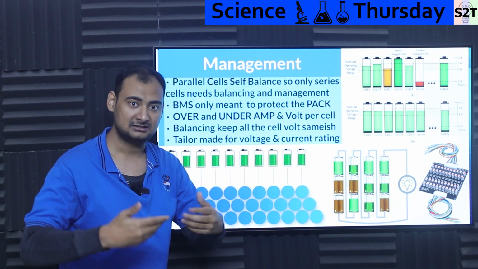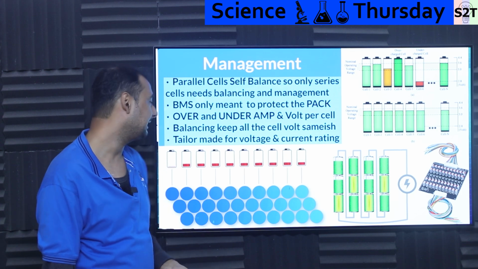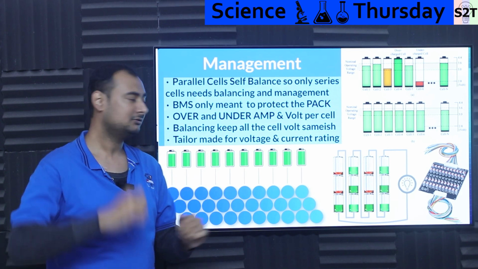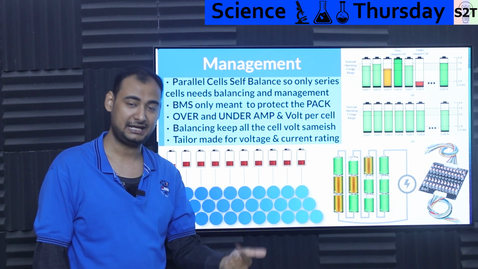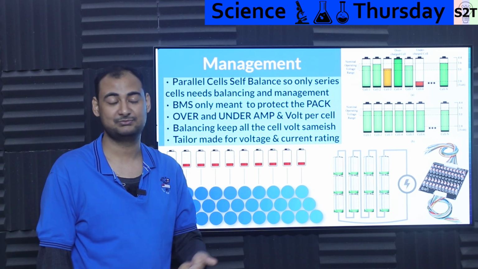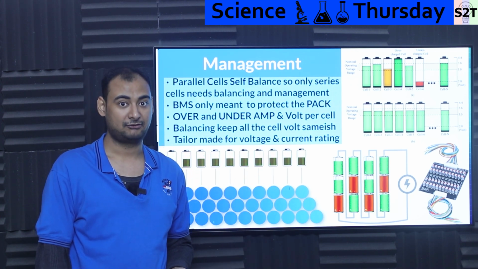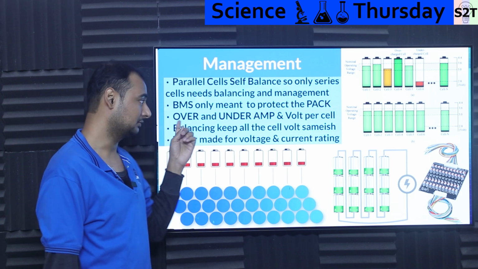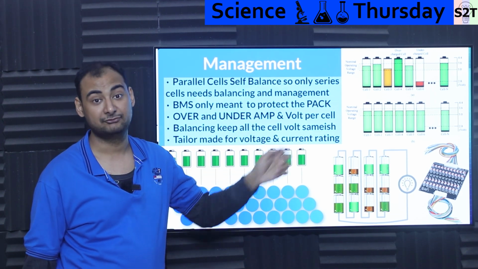Now BMS, whenever people use BMS, generally it is a broader term. But in common parlance, BMS simply means protect the pack. Now how does it protect the pack? Well, it has a capping on over and under, basically. Again, that's why you have to choose the chemistry and the BMS for that chemistry. You cannot use a BMS that is made for nickel manganese for iron phosphate. It will backfire badly. So what is the over and what is the under limit of the amps and voltage?